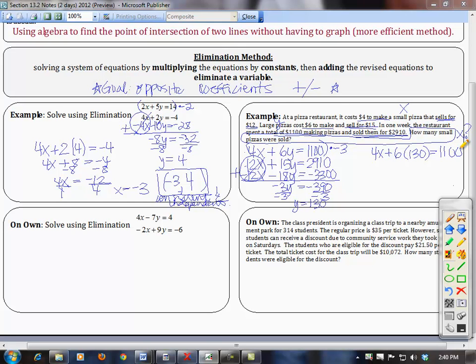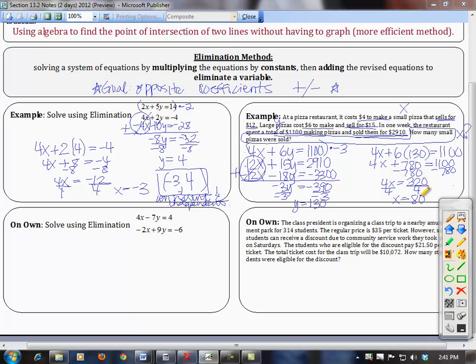Well, 6 times 130 is 780. So I'm going to subtract 780. 4x equals 1100 minus 780 is 320. And if I divide by 4, x equals 80.